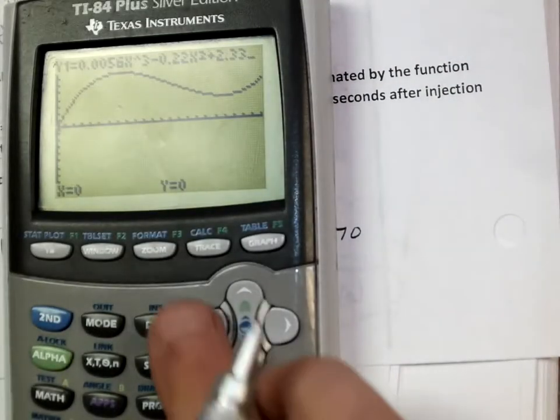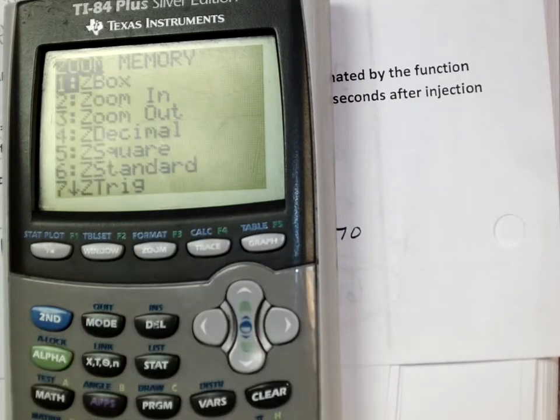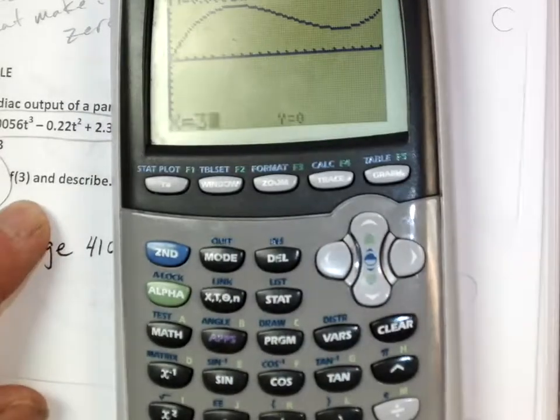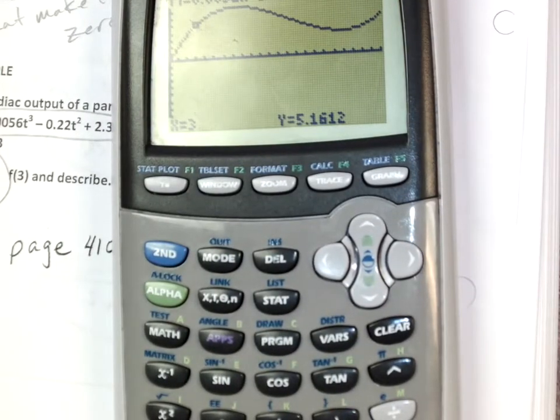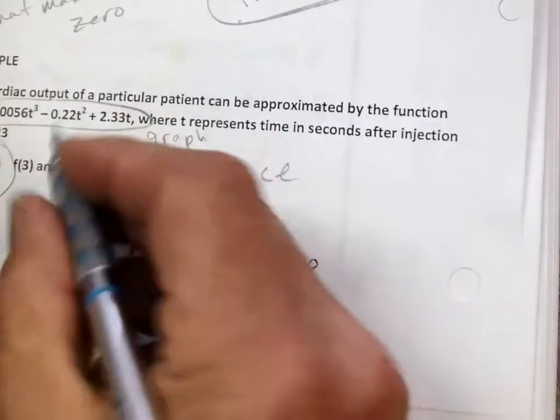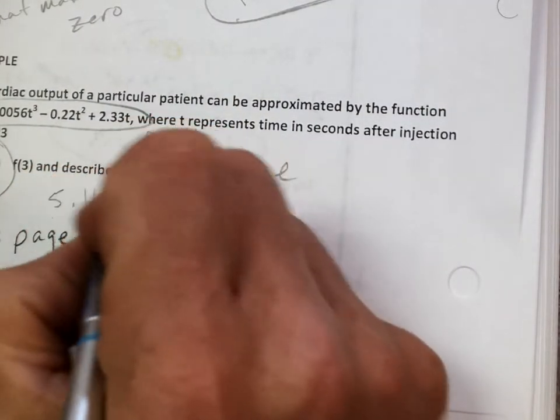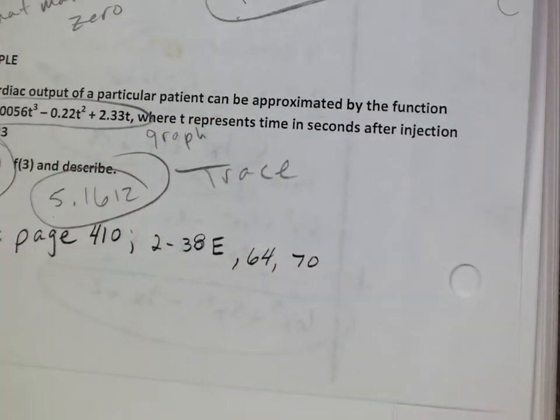I hit trace. Hit trace, and let's hit three. Enter. What's the answer for three? 5.1612. Yeah, Will. Why didn't mine turn up with this?